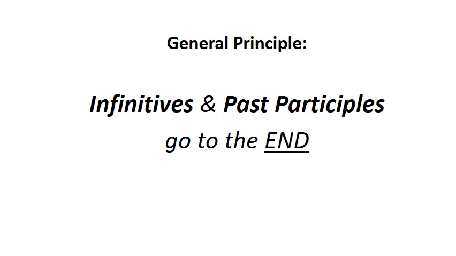So this leaves only one kind of verb that we've seen that doesn't go to the end, and that would be the present tense. Whether they're regular present tenses like ich schwätz, I speak, or whether they're helping verbs like ich bin, I am, or ich hab, I have. Those present tenses in a regular sentence don't go to the end, but infinitives and past participles, they go to the end.